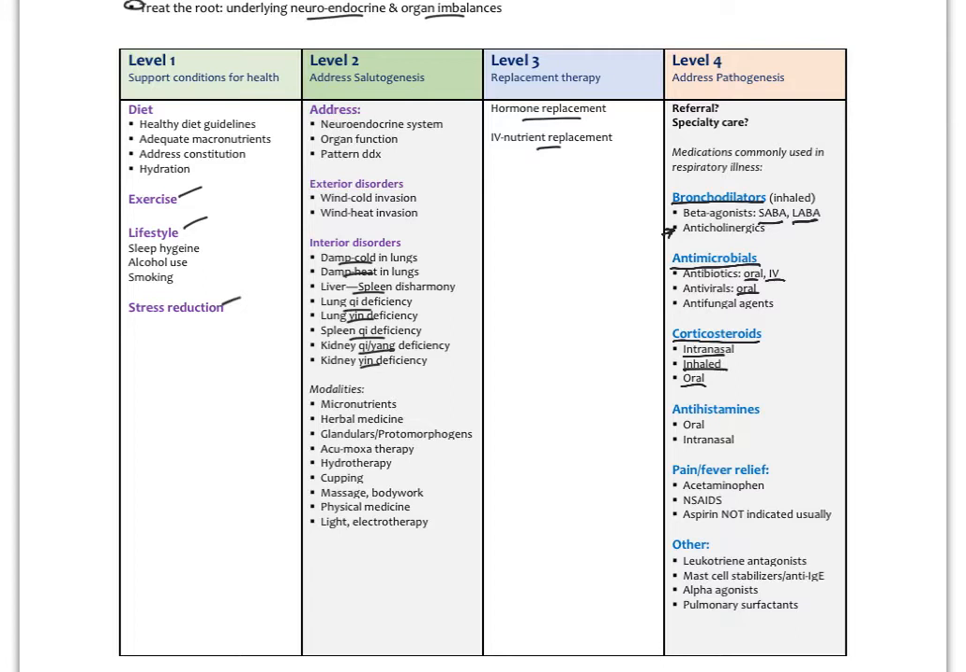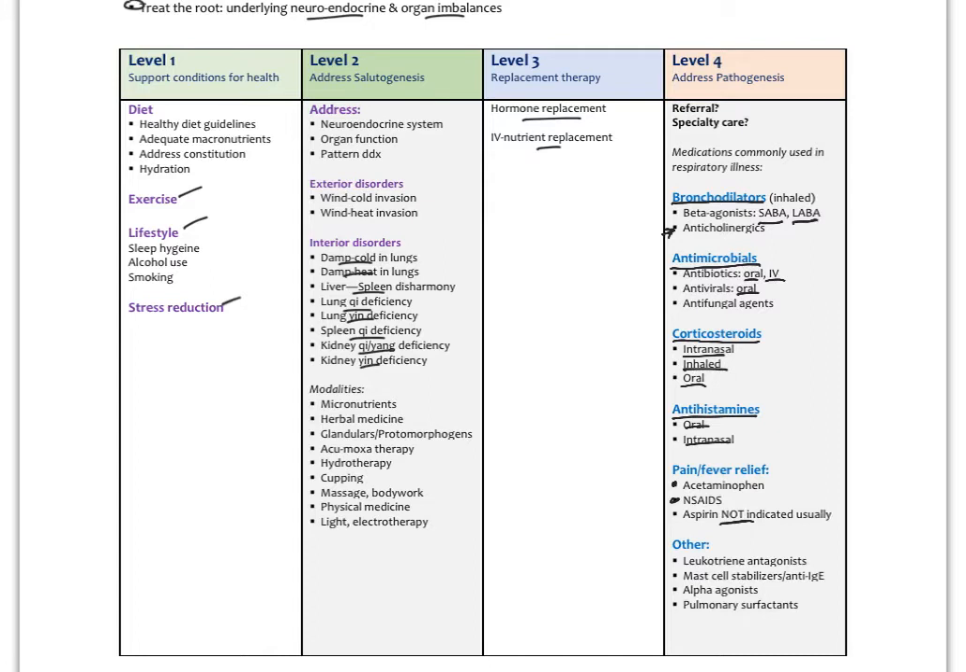Antihistamines, we'll look at those. They can be oral or intranasal. And then typically pain and fever relief would be acetaminophen, the Tylenol, and the NSAIDs. Aspirin usually is not indicated because a fair number of people actually have allergic hypersensitivity to aspirin with asthma, and that can make everything worse.